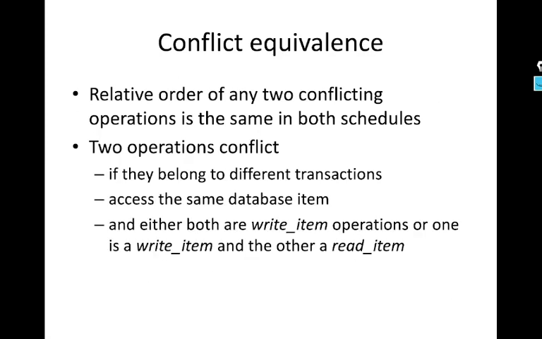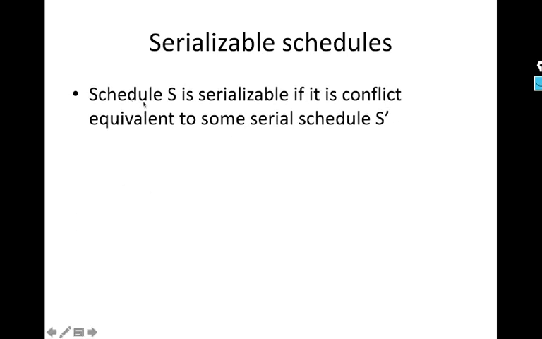So now how do we define serializable schedules based on this conflict equivalence? Schedule S is serializable if it is conflict equivalent to some serial schedule S dash. Previously we saw result equivalence, and we have already seen it won't work all the time. So another way is to check whether they are conflict equivalent to some serial schedule S dash.